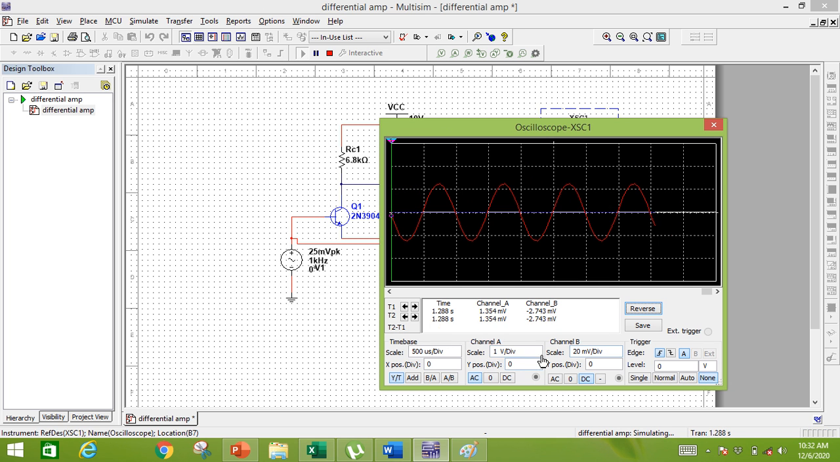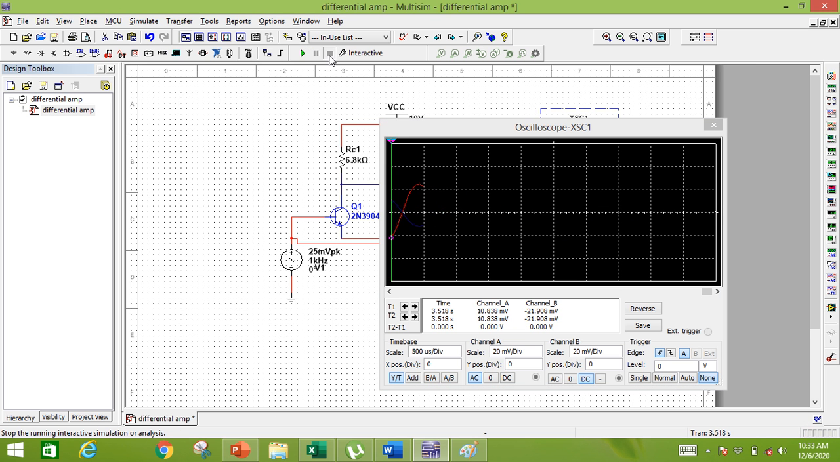Remember that in common mode the output is too much less. When we find the common mode voltage gain, our output voltage is very low. Here we can see that our output voltage is too much less. If we change the scale, then our output voltage becomes visible. So in common mode our output voltage will be too much less.